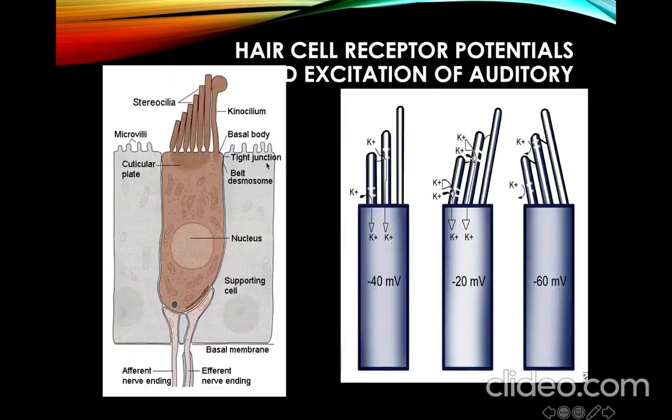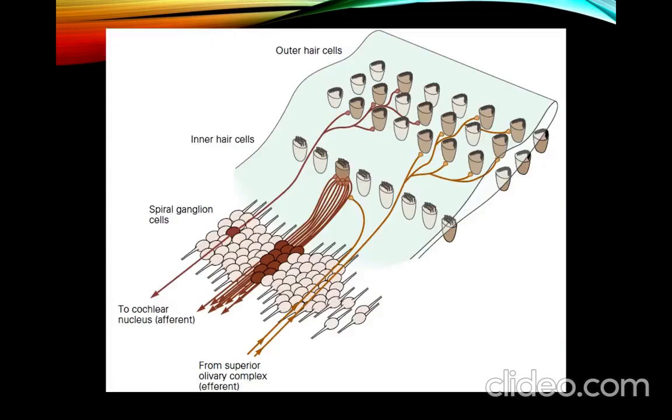Here again is a picture showing the opening of the channels. When they move towards the kinocilium, it causes the opening of the channel, which causes the entry of positive ions, and the opposite occurs if the stereocilia move away from the kinocilium.